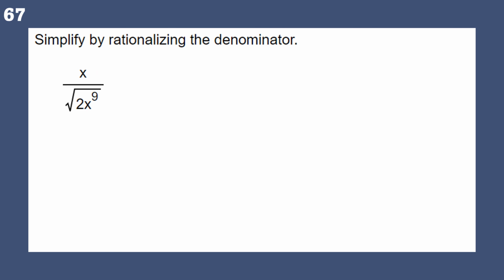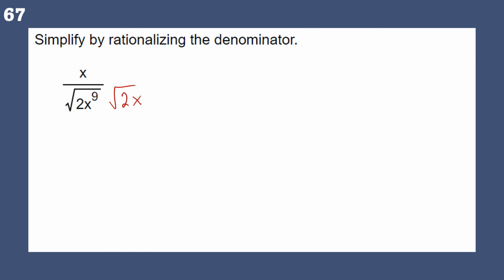Simplify by rationalizing the denominator. Well, you have to understand rationalizing the denominator is just because we're not just supposed to make it simpler necessarily. What we're supposed to do is make it so it doesn't violate any rules. One of our rules is that you cannot have a square root in the denominator of a fraction. So we need to get rid of that. One way we can do that is just simply multiply by itself.